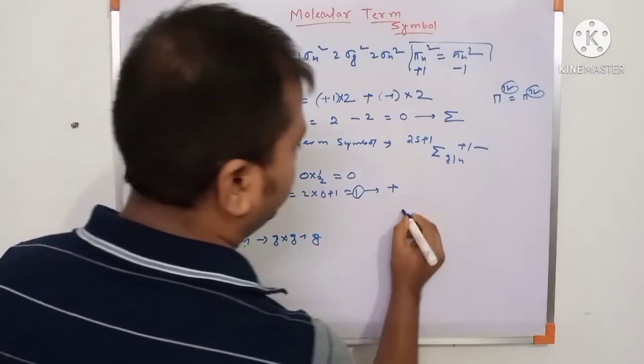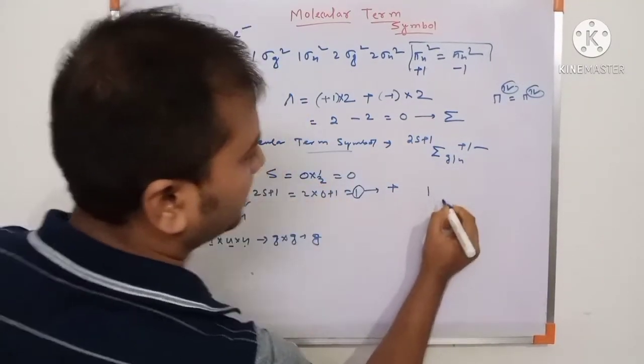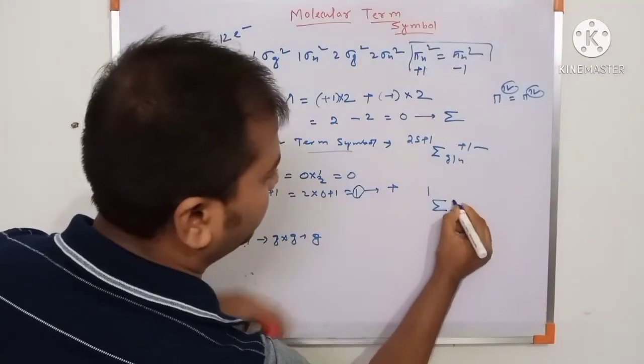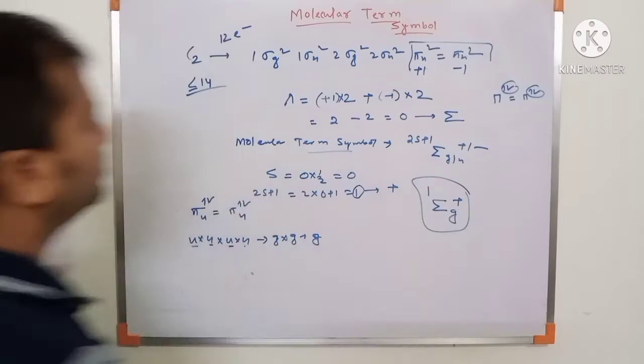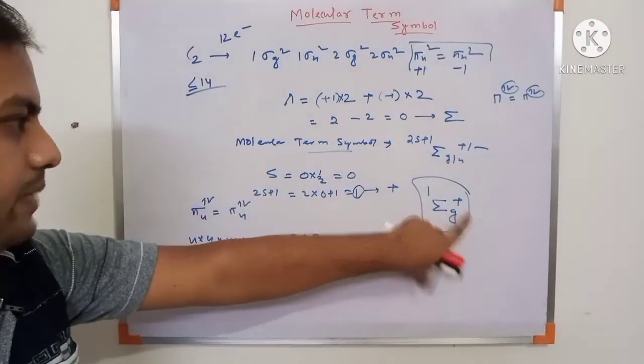So the molecular term symbol is 2S plus 1, value 1. So 1 sigma, this is g and plus. So C2 molecular term symbol is 1 sigma g plus.